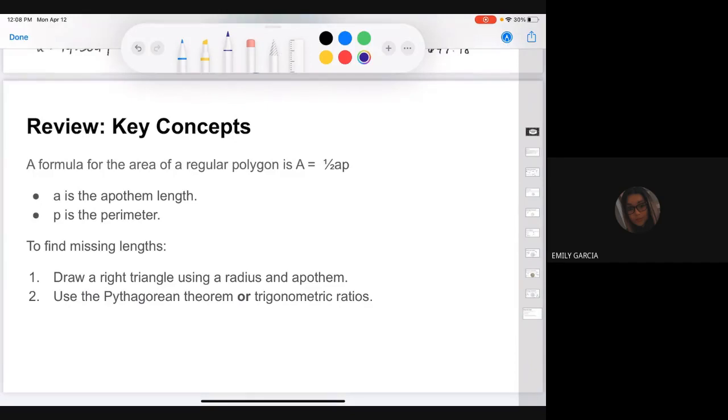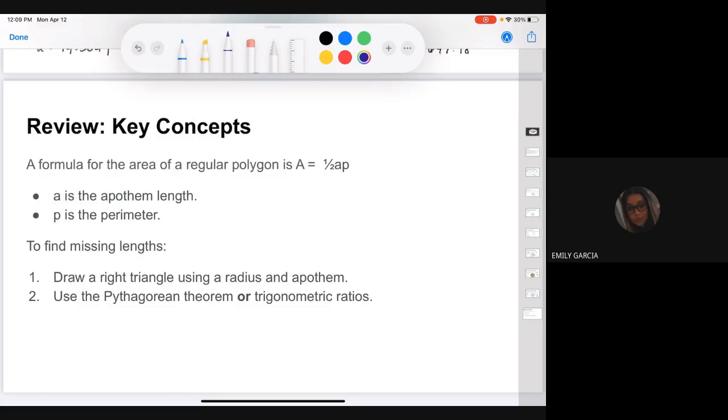Okay, so what did we look at today? We looked at how to find the area of a regular polygon. The way that we do that is we use area is equal to 1/2 A times P. A is your apothem, and that is your perpendicular bisector of your side length. And P is your perimeter. In order to find the missing side lengths, what you need to do is draw a right triangle using a radius or apothem.